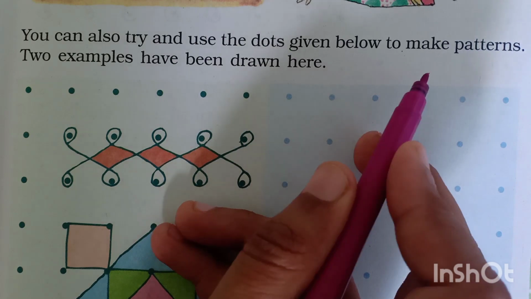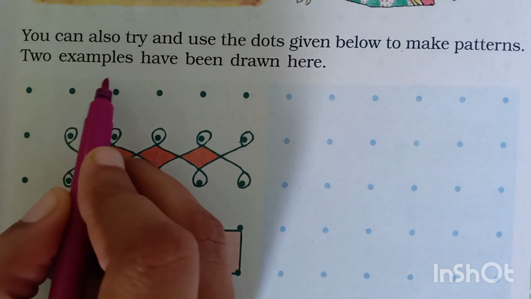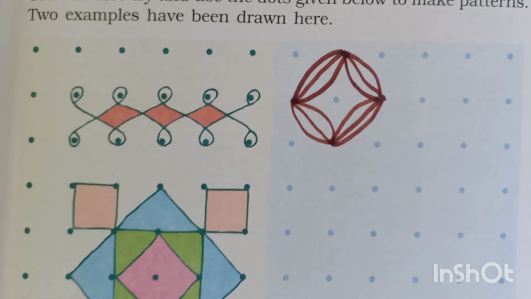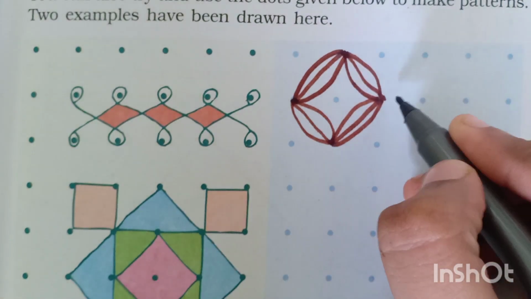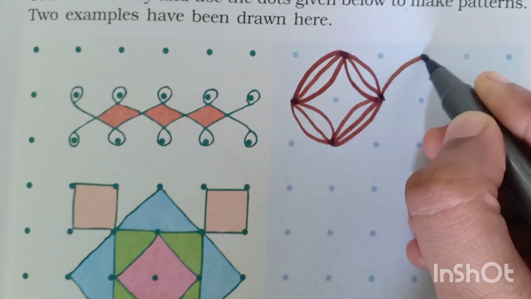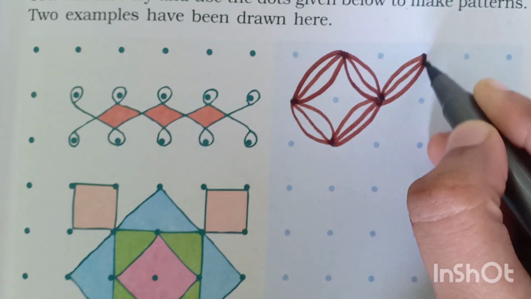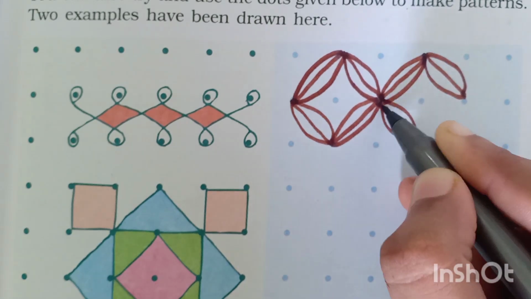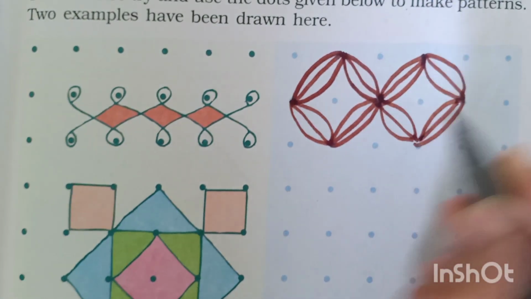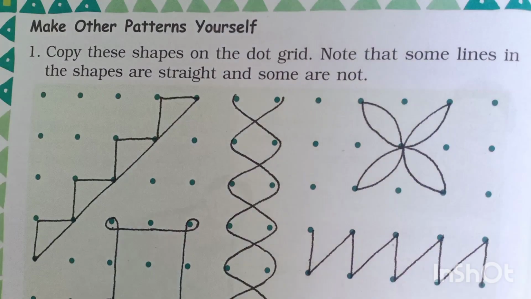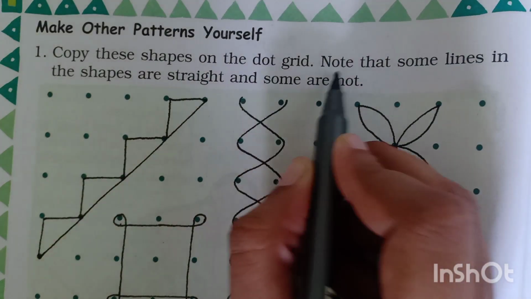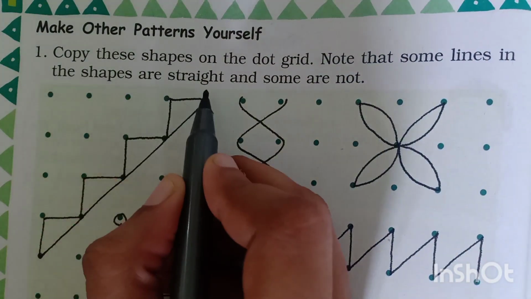Now, you can also try and use the dots given below to make patterns. Two examples have been drawn here. Now, you can try other examples. Okay? Like this. Whichever patterns you like. Make other patterns yourself. Copy these shapes on the dot grid. Note that some lines in the shapes are straight and some are not.